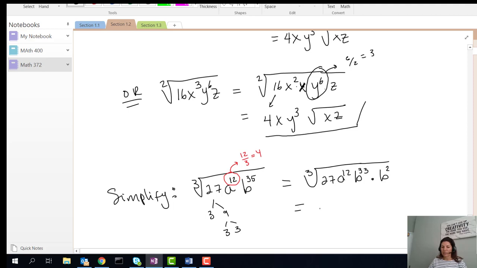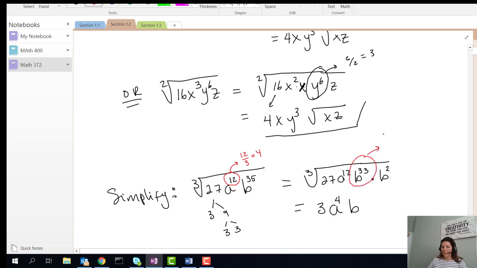And so now I'm going to have the cube root of 27 is 3. The cube root of a to the 12 is a to the 12 divided by 3, which is 4. And the cube root of b to the 33 will be b to the what power?